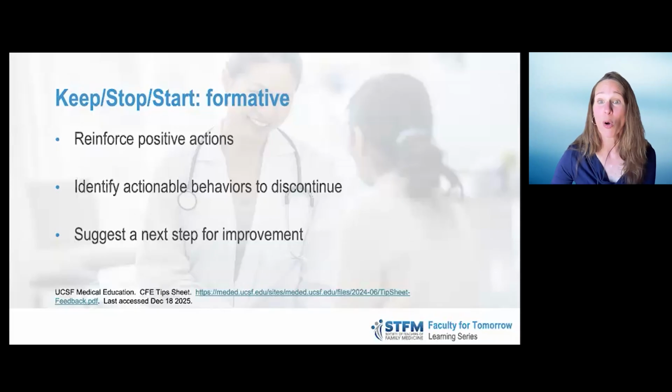Finally, it's always very useful for our learners to hear something that they can try for next time, giving them a technique or behavior to start doing. And that solidifies that they learned something new from the encounter that they had with you. Most of our learners want to hear more than just great job. So using the keep, stop, start method helps with delivering real-time, useful feedback.